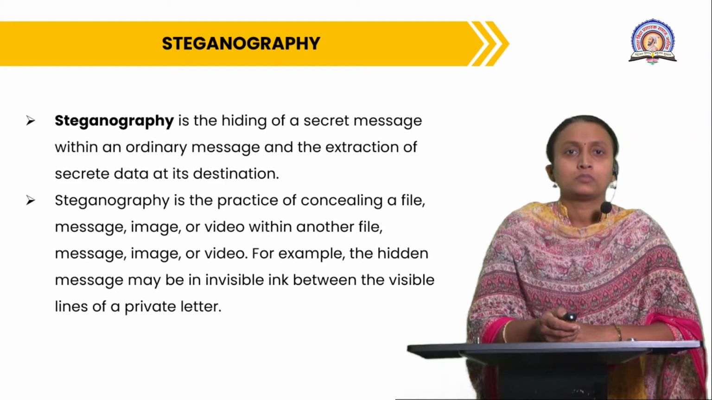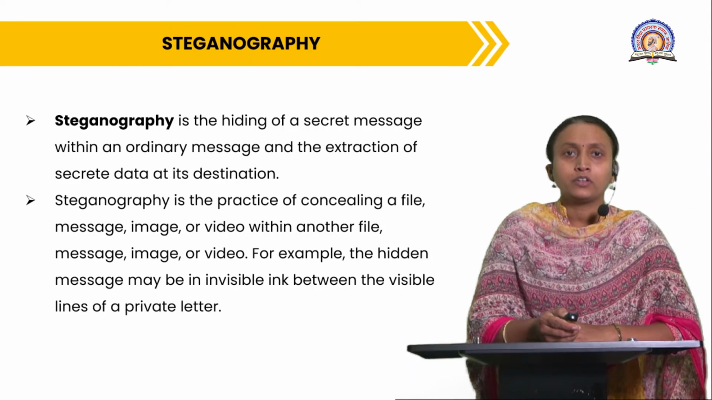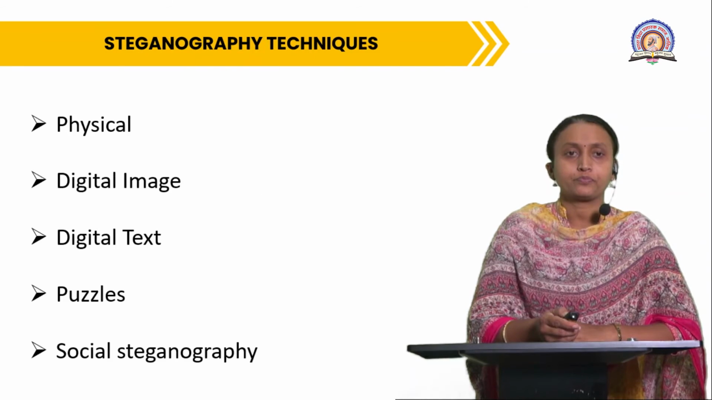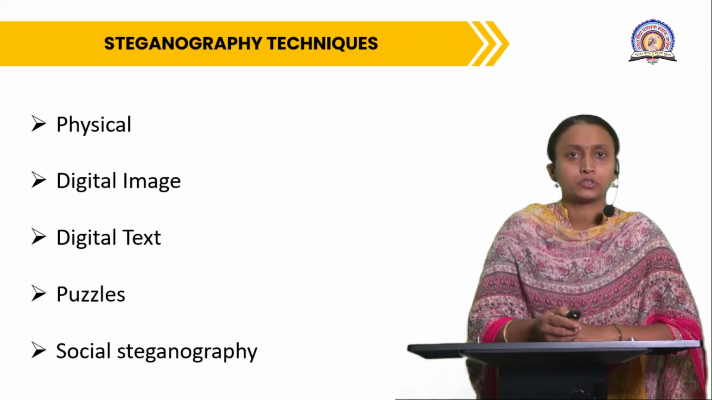Steganography is not the same as cryptography. Cryptography means one message is converted into another message using different types of techniques, whereas in steganography, one message is hidden inside another message. Cryptography is related to the privacy of data, whereas steganography concerns the secrecy of data. Different types of techniques are used to hide the message, and those techniques are physical techniques, digital image techniques, digital text, puzzles, and social steganography.